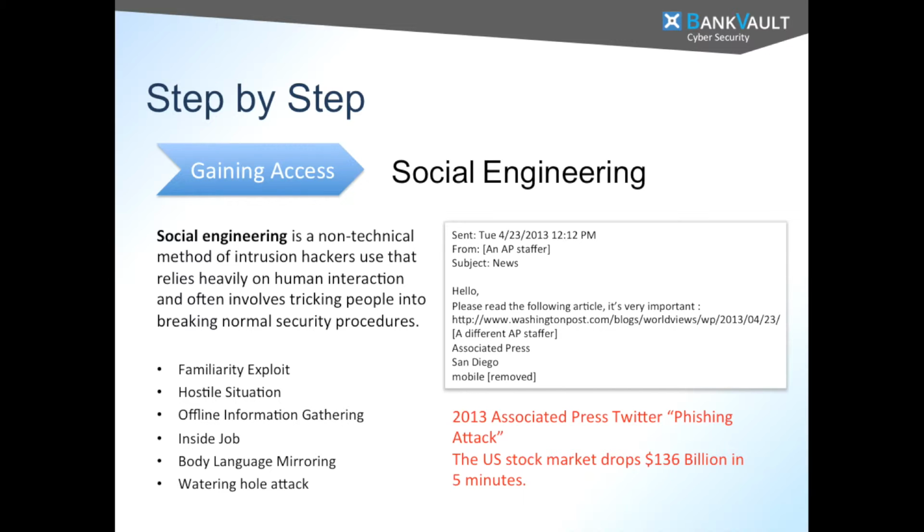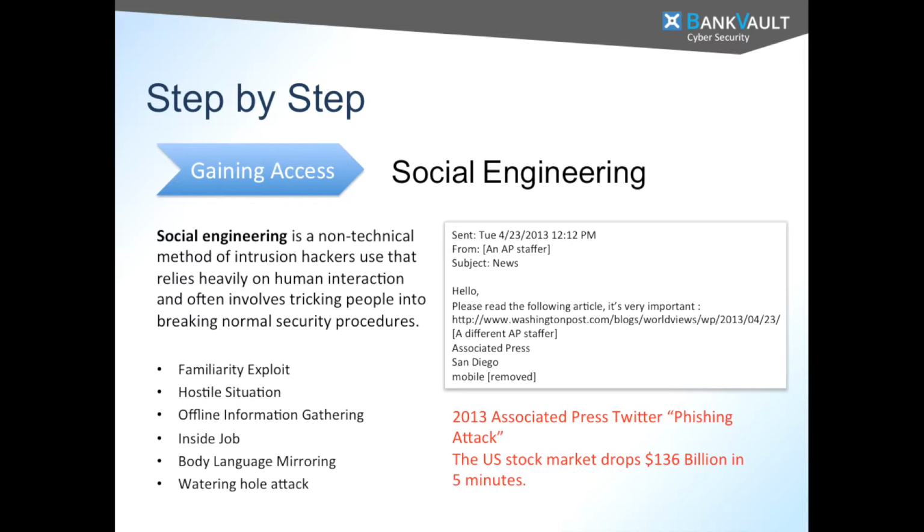Before we do, let me give you a little example that happened in 2013. In 2013, the Associated Press's Twitter account was compromised, and the hackers got in and they sent out a tweet that said something along the lines of "shots fired at the White House, president injured."